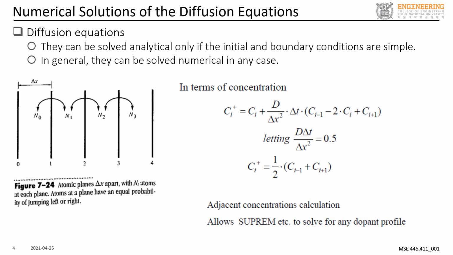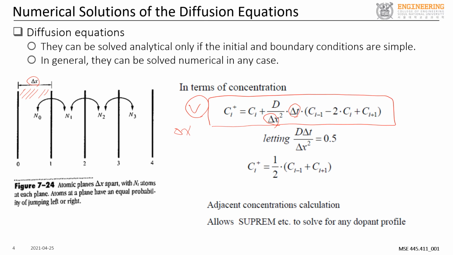So one thing you need to realize is that, as you can see from this equation, this delta x and delta t are very important. For example, here what we are assuming is that the concentration is relatively uniform within the delta x, which means for this numerical calculation to be accurate, you need to make delta x really small or small enough.